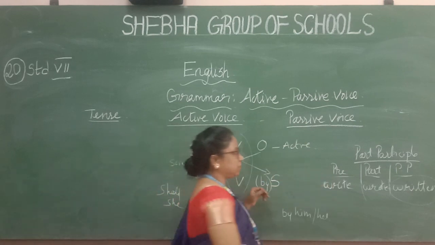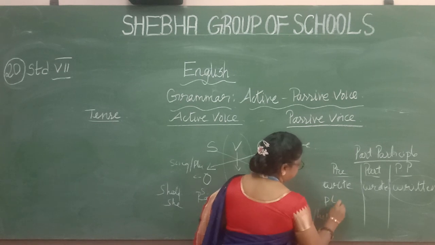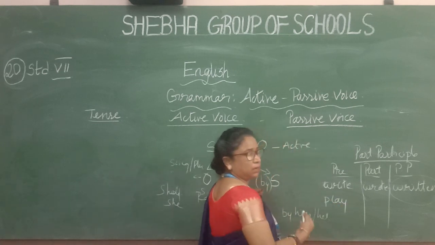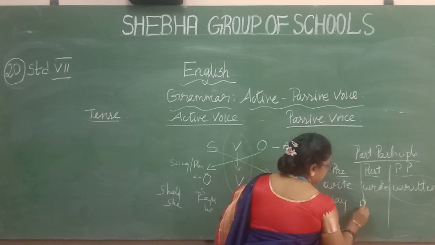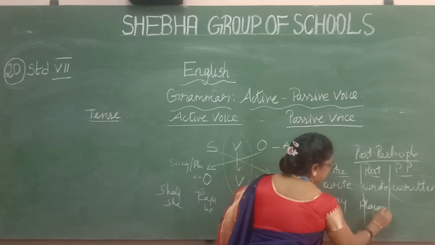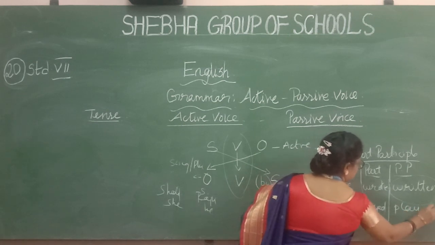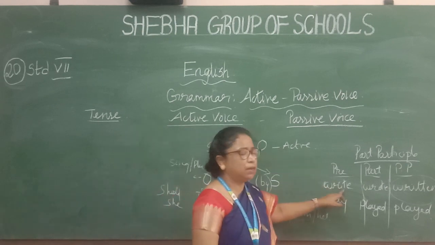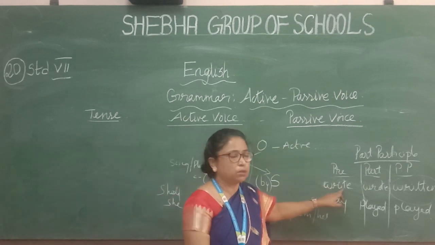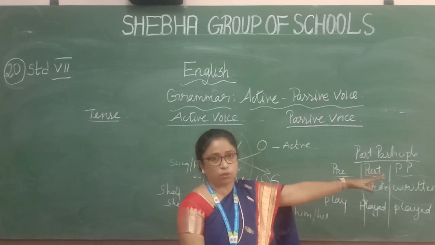Sometimes some words are totally different. For example, say play. Play is the present tense. What is the past tense? Played. And past participle also will be played only. Some past participles may change differently. For example, grow, grew, grown, like that.